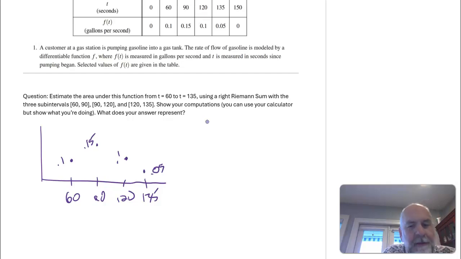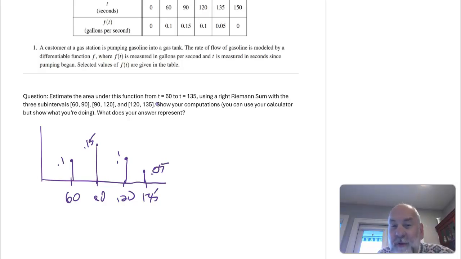Okay, so now it says estimate. So there's some curve, and maybe it looks like this, or it looks like something, but I don't know what the curve looks like. They didn't tell me that. And so the area is just going to be made by dividing up into regions, whatever the curve looks like, and we're doing a right Riemann sum. So the right Riemann sum will be using the right-hand y value.